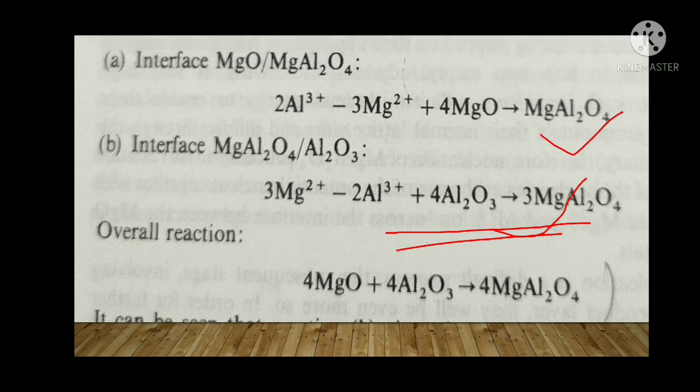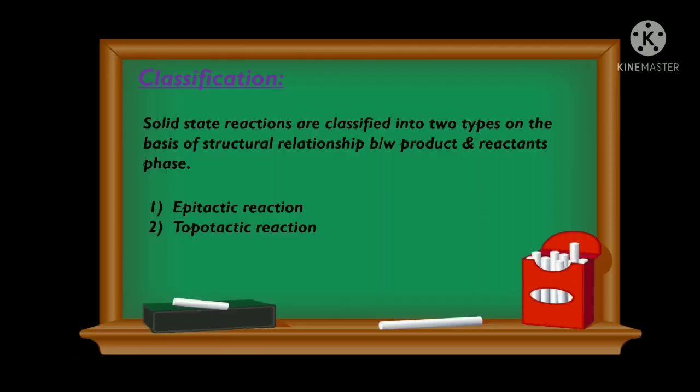The classification of solid state reaction. Solid state reactions are generally classified into two types on the basis of the structural relationship between the product and reactant phase. We have two types of solid state reaction: one is epitactic reaction, another one is topotactic reaction. In epitactic reaction, there is no structural relationship between the product and the reactant phase, but in topotactic reaction we have a structural relationship between both the product and reactant phase.